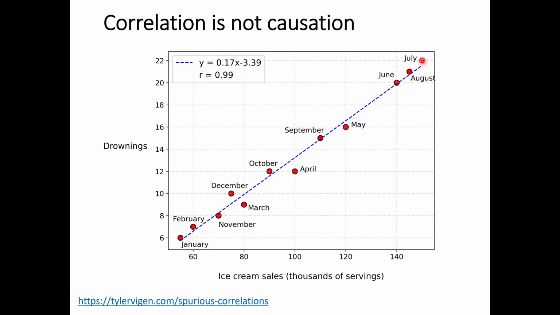What's really going on is that both depend on a third factor, the weather. When it's hot, people buy more ice cream and they also go swimming more often, which unfortunately leads to more accidents. So the takeaway is simple: even a very high correlation doesn't prove any causal link. Always ask yourself whether there might be a hidden variable influencing both.